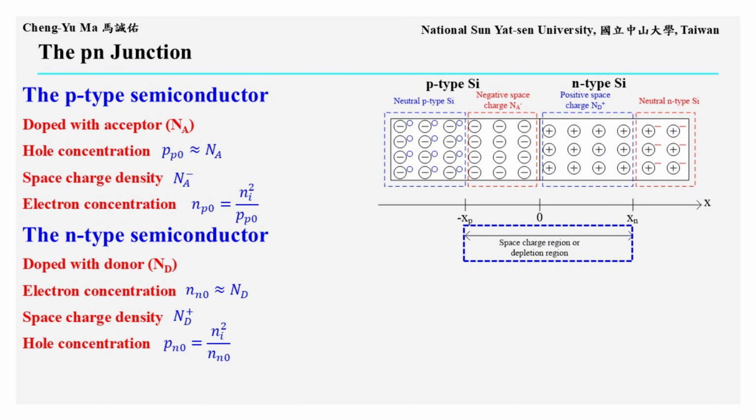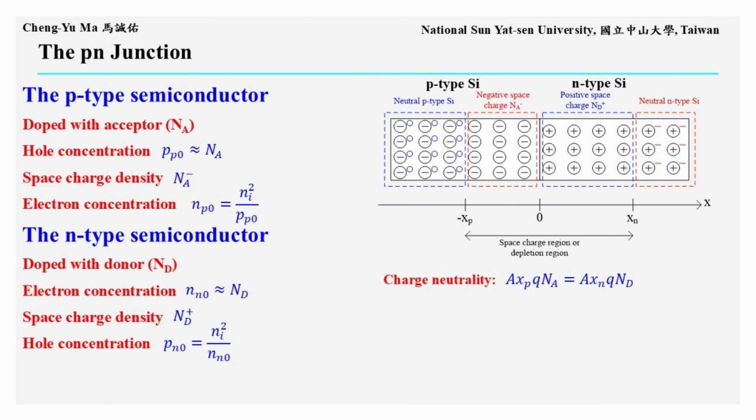The width of the space charge region in the p-type semiconductor is xp, and the width of the space charge region in the n-type semiconductor is xn. Because there are no mobile electrons or holes in the whole space charge region, this region is also called the depletion region. Because the whole semiconductor is electrically neutral, the number of vanished holes equals the number of vanished electrons.